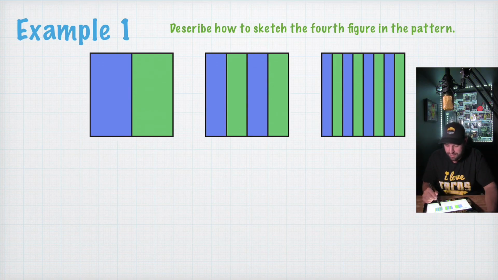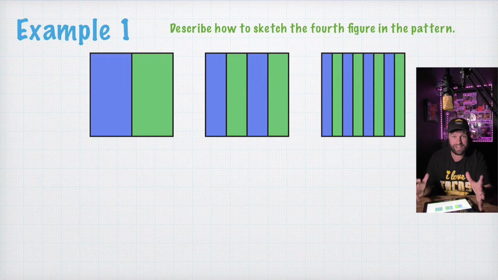So then let's take a look at the next one. We have 4 purples and 4 greens compared to 2 purples and 2 greens. So it doubled again. We went 2, 4, 8. So logically, the next one's probably going to have 2, 4, 8, 16 different rectangles. So I'm going to draw a square and divide it up equally into 16 different rectangles, and then alternate shading every other one.